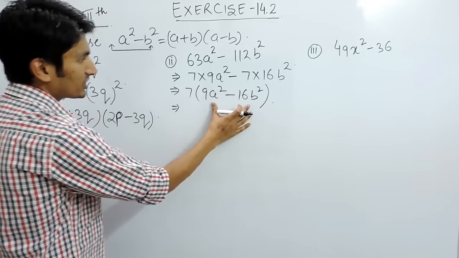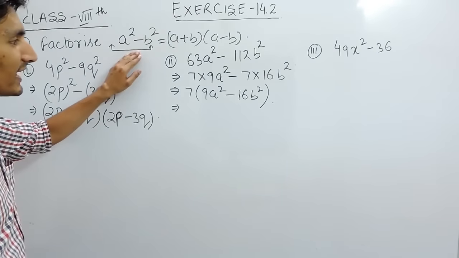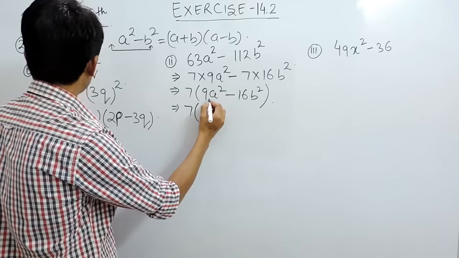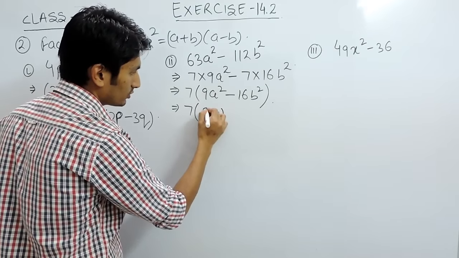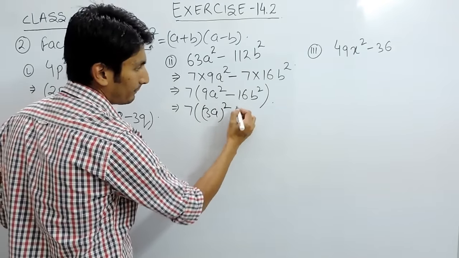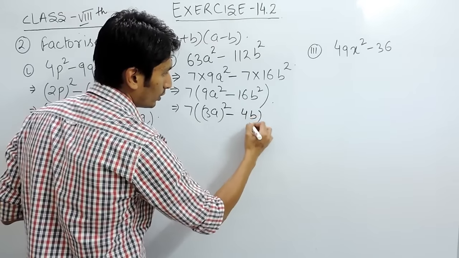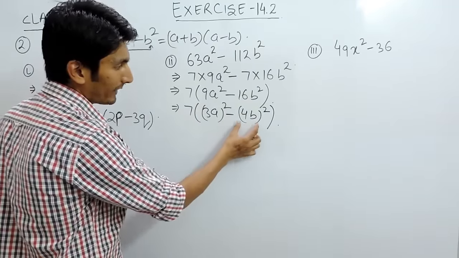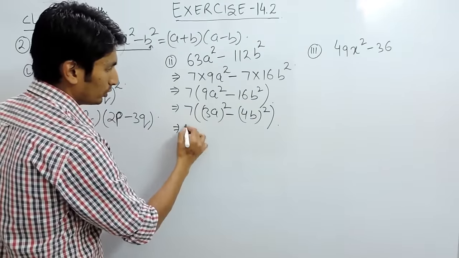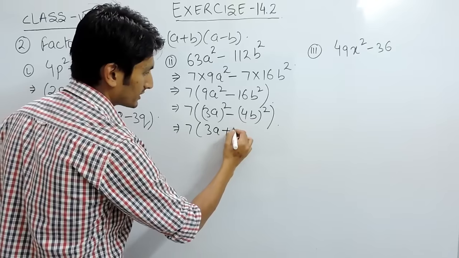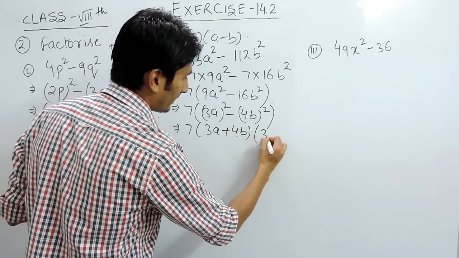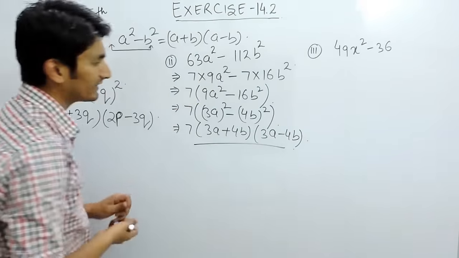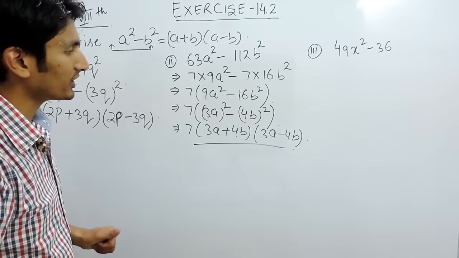Now this expression can be converted using this identity. This is a square, which is 3a square can be written, and b square is 4b whole square. Now we know that a square minus b square is equals to a plus b multiplied with a minus b. So these are the factors of this expression.